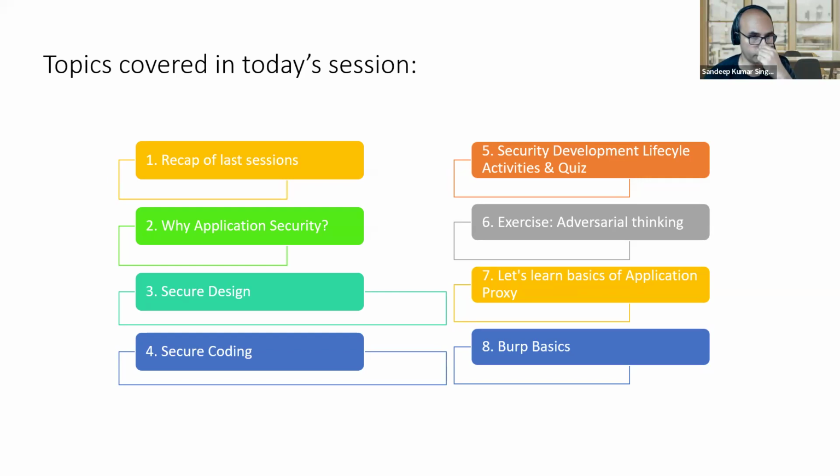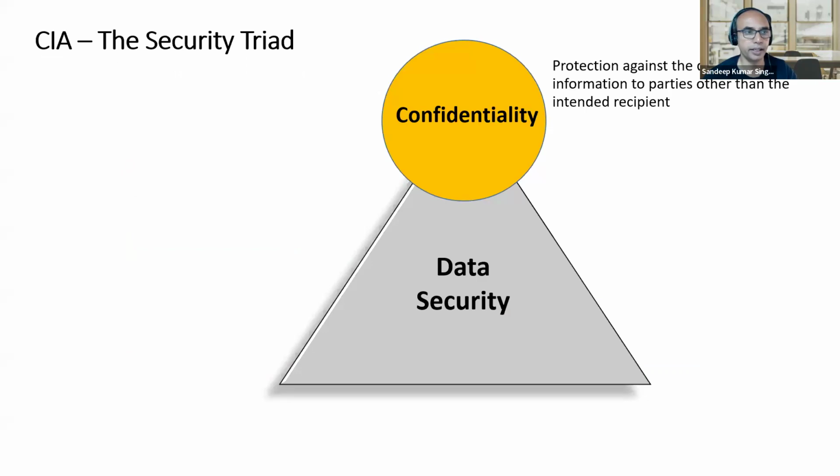Right. So we'll do a quick recap of last session, then we'll focus on the application security areas, secure design, secure coding. Then we'll talk about the different SDL activities that are there. We will do a quick exercise on adversarial thinking and some basics of application proxy, and then we'll go to basics. There would be a quiz, definitely, so that quiz will come in between. Okay, so let's get going. Let's do a quick recap.